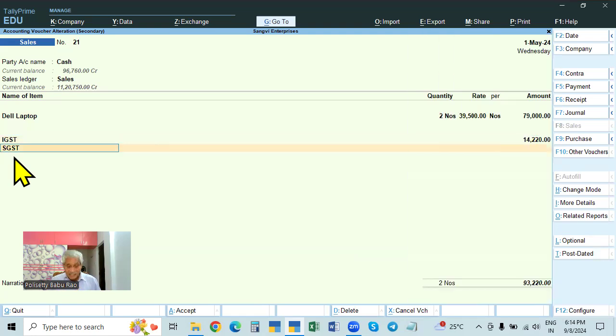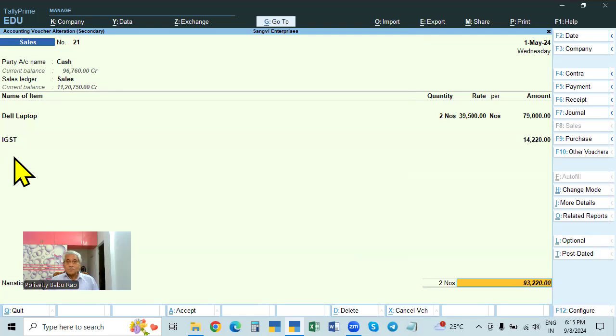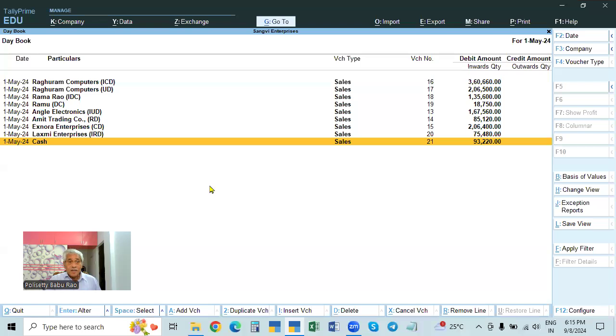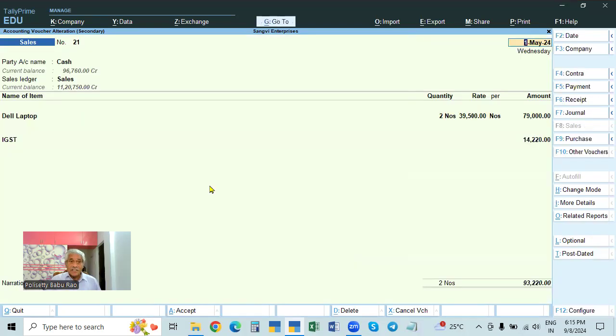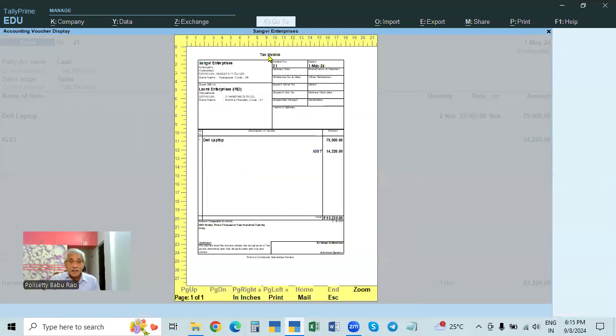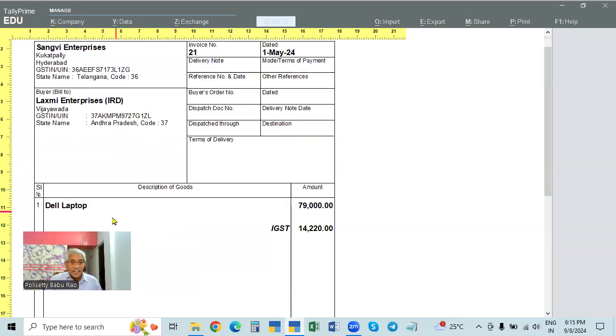So IGST is calculated, and you can leave it as is, no problem. So like this, we have to do it. When you make the invoice, in the first case, the buyer is shown as cash, but now the party will be shown because we have given the party details. Here the party details are given. This is 36 and this is 37, a different state, so that's why IGST is calculated. Okay, this is the next stock item, one item, and IGST is calculated.